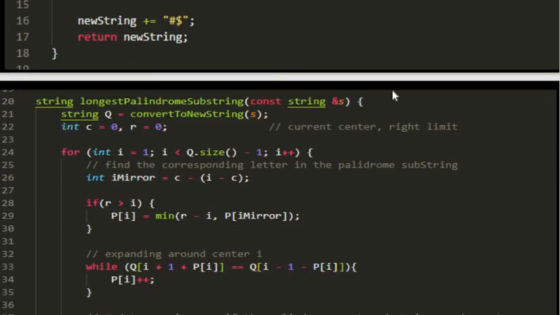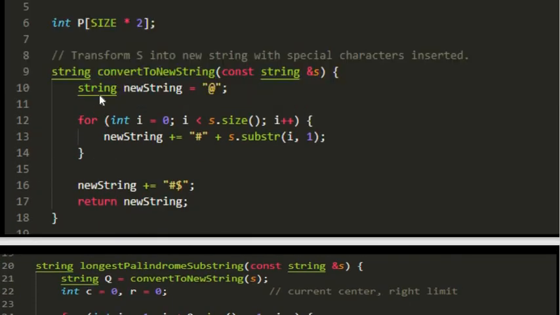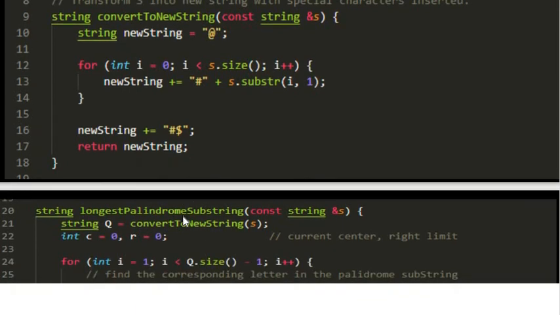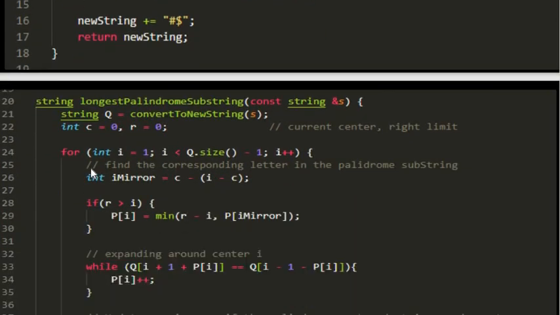Here a string is passed. First we convert this string into a new string. The code for converting the new string is written there. Then we initialize the center and the right limit to 0, and iterate over each character of this string q. First we calculate the mirror image for each index I, which is calculated by this.